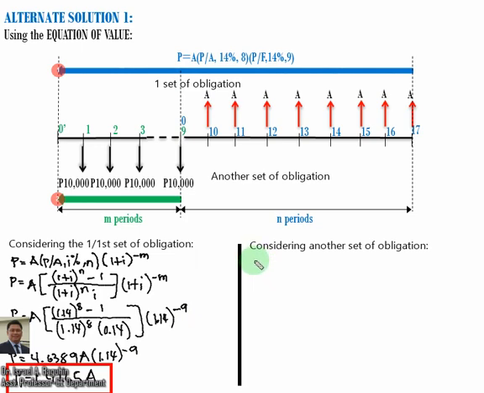So again, P is equal to the annuity times (P given A, i%, with period M), and it is simply equal to A times (1 plus i)^M minus 1, all over (1 plus i)^M times i.